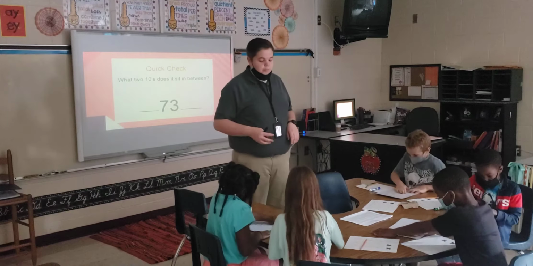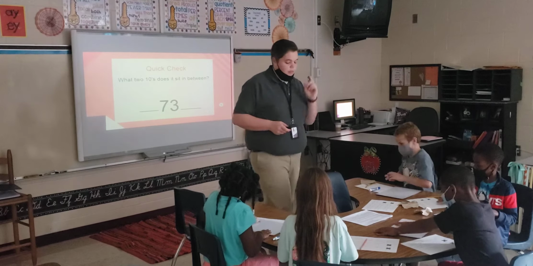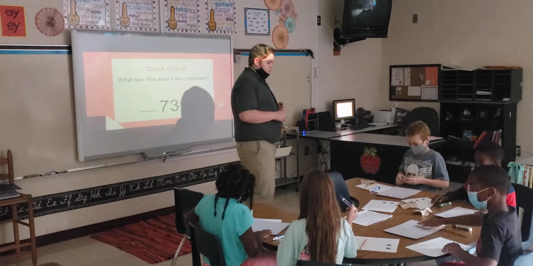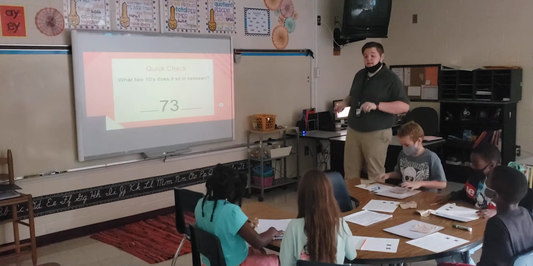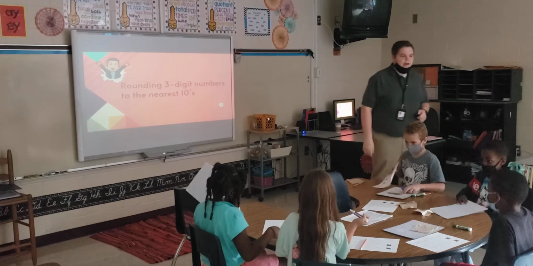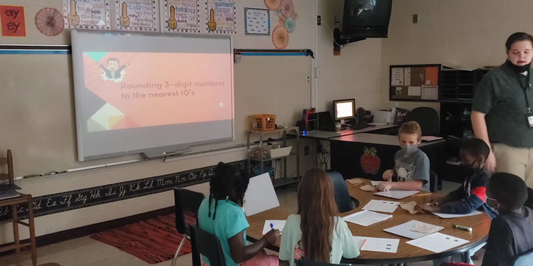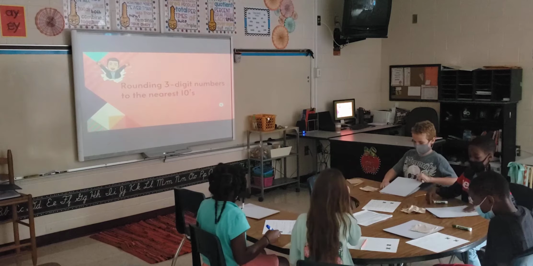Okay, take your paper towels and erase them. And then you could just put those benchmarks under your work organizer, because now we're going to start rounding to the nearest 10 with 3-digit numbers. We're not going to do more tens. We're rounding to the nearest 10 with 3-digit numbers. All right, back to your work organizers we go.